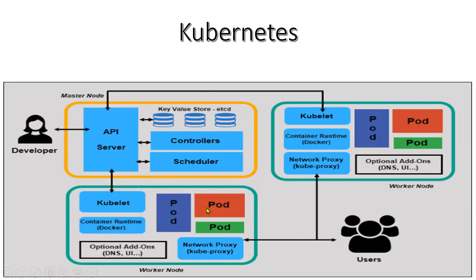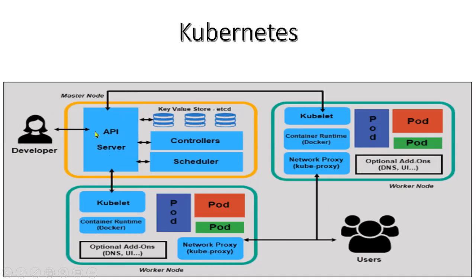Now you have two worker nodes. They are called worker nodes, and they are used for hosting your pods. The master node is there to check the health of these worker nodes and the pods created on them. So, the components of the master node: the API server.